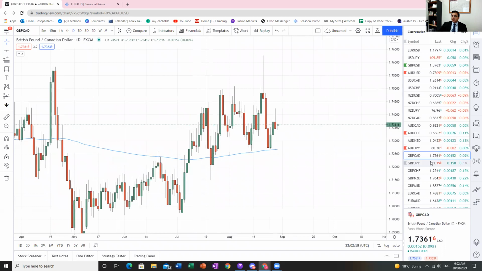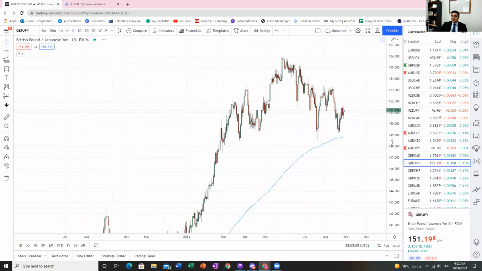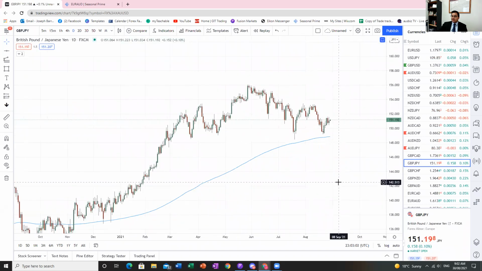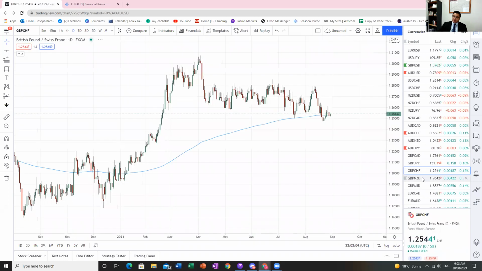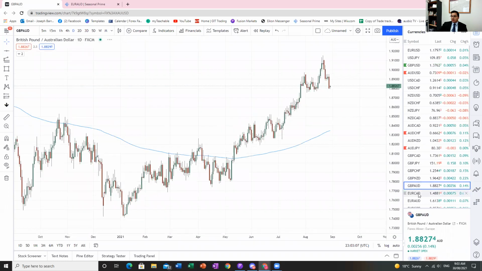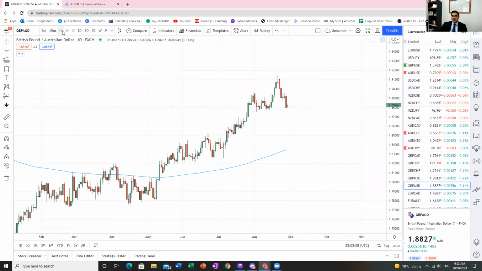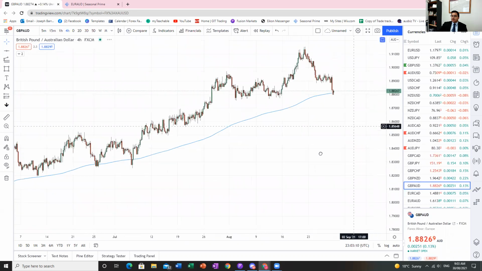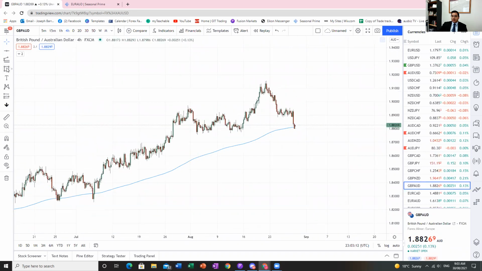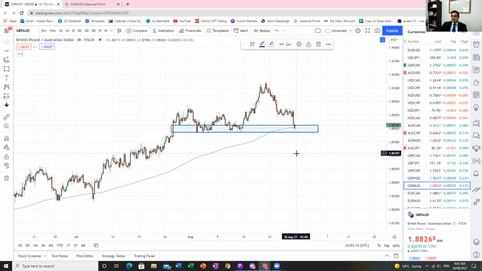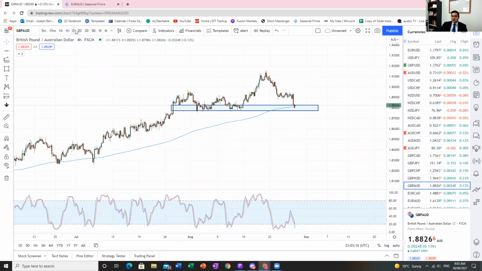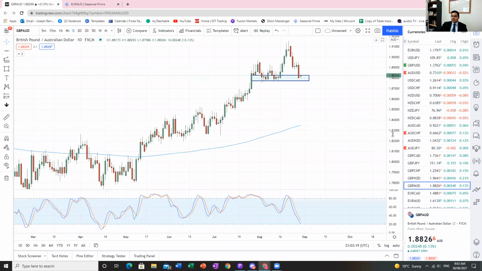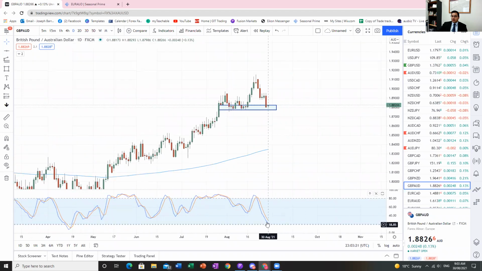Pound CAD, nope. Pound yen, no. Pound Swiss, nope. Pound New Zealand, nope. Pound Oz, I do like Pound Oz to the upside. So Pound Oz, okay. I'm going to be watching this on the daily chart. I want to see price oversold on the daily at this level here. I want to see the rejection and bullish engulf on the daily.